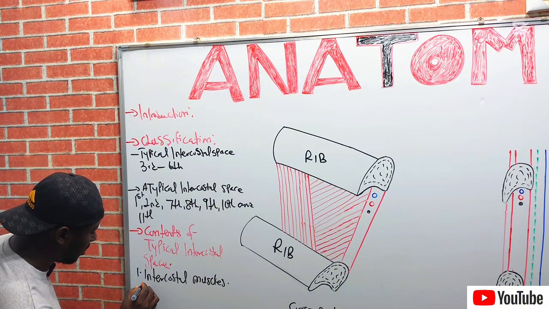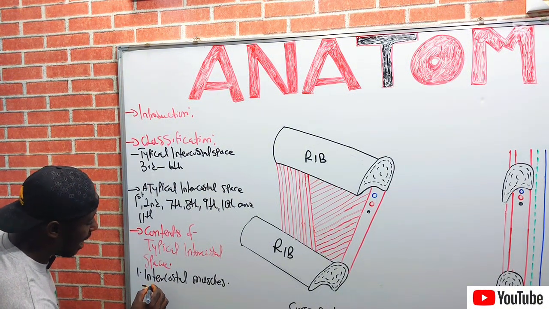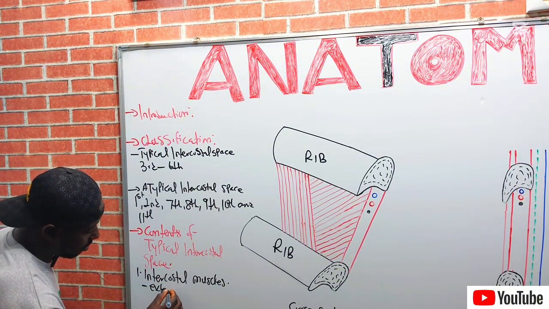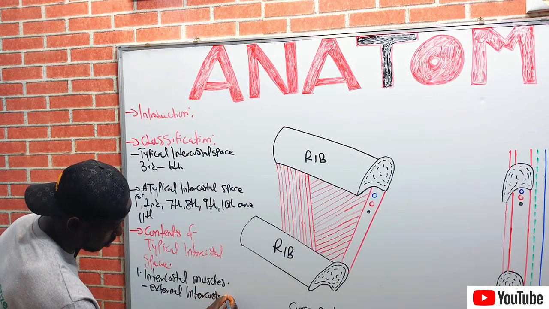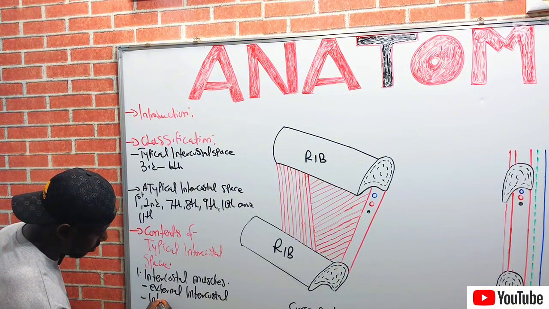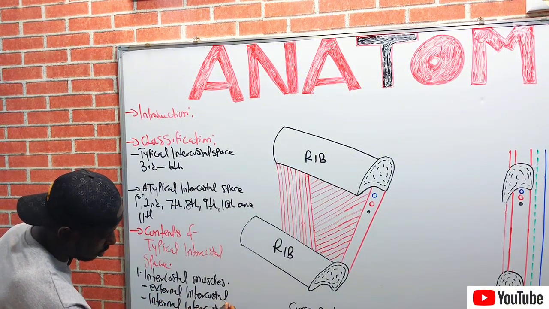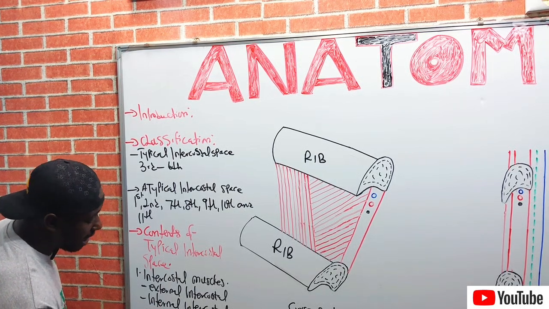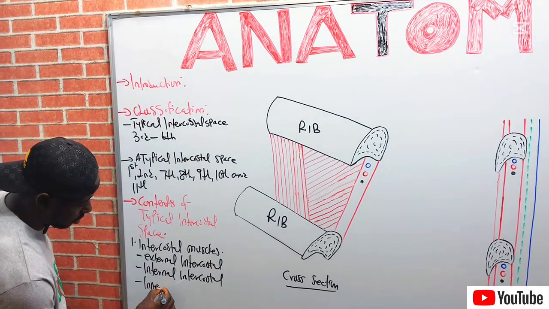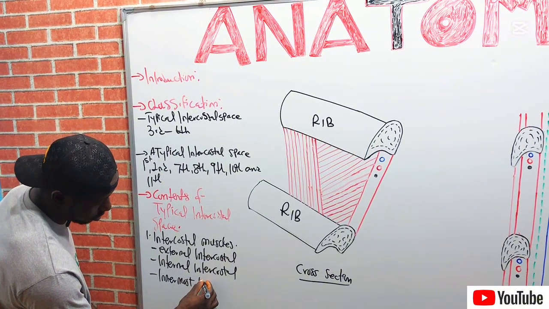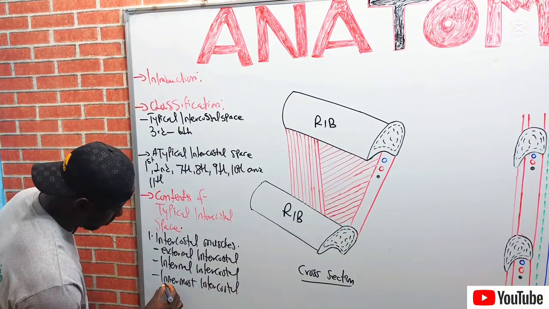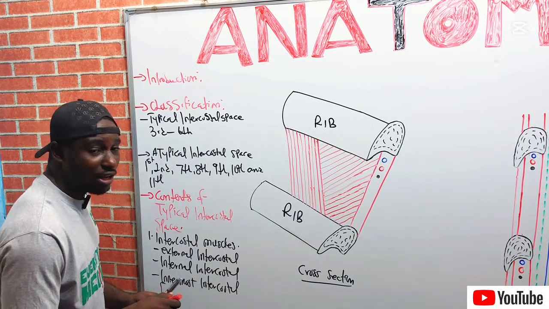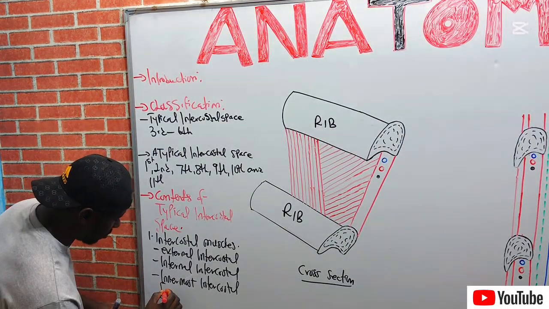Number one, or A, we have external intercostal muscle, internal intercostal muscle, and innermost intercostal muscle, which can be called intercostalis intimis muscle.